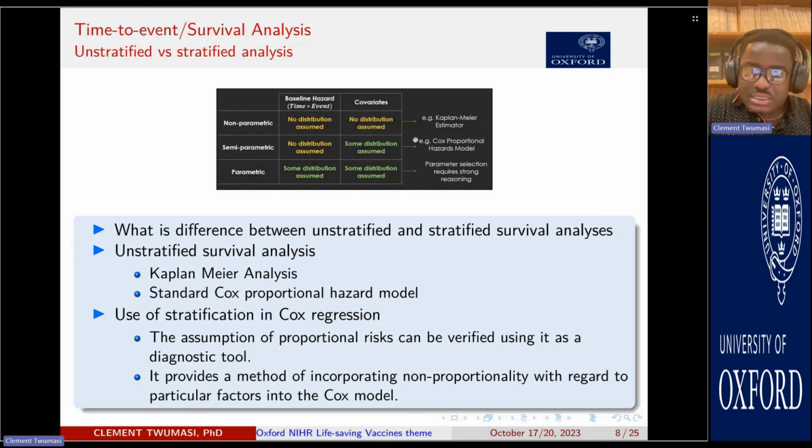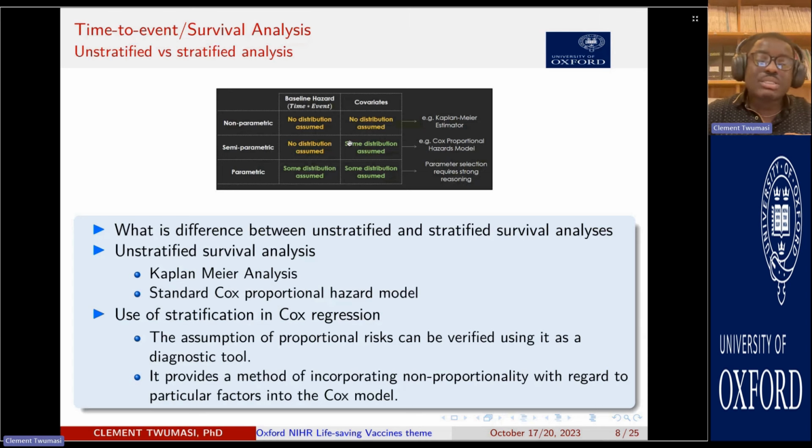But given that the Cox proportional hazard model is semi-parametric, it means that it is quite robust to some departures from assumptions, but it also has some specific parametric assumptions we need to achieve.